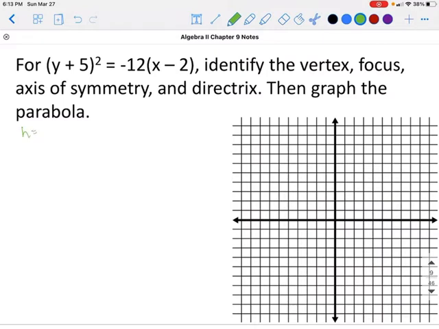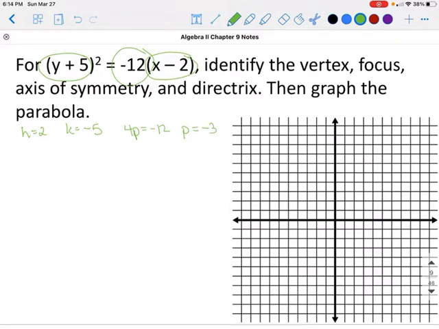First, we're going to find our value of h, and then we're going to find our value of k. Now, h is with the x. When you pull it out of the x, you change the sign. So that's going to tell me that h is 2. k is with the y. Again, when you pull it out of the parentheses, you change the sign. So k is going to equal negative 5. And we know that 4p is equal to negative 12, or in this case, p equals negative 3.